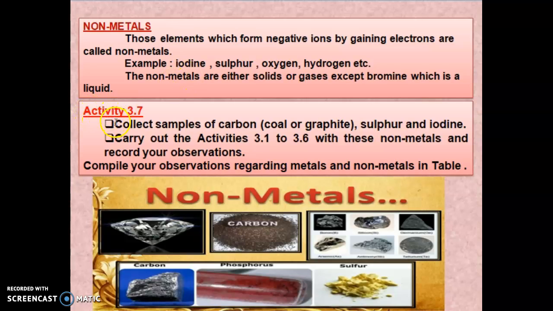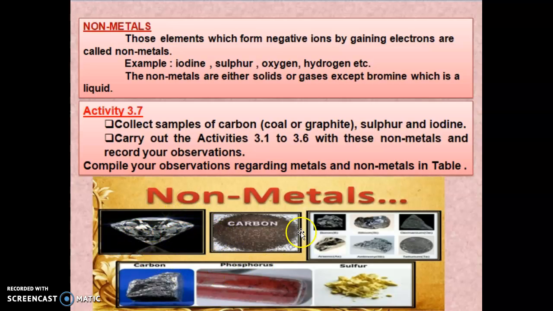Activity 3.5. Collect samples of carbon, coal or graphite, sulfur, iodine. Carry out activities 3.1 to 3.6 with these non-metals and record your observations. We have already seen activities 3.1, 3.2, 3.3, 3.4, 3.5, 3.6 carried out on metals. The same activities will be carried out with these non-metals and you have to note the observations. Now compile your observations regarding metals and non-metals in a table.